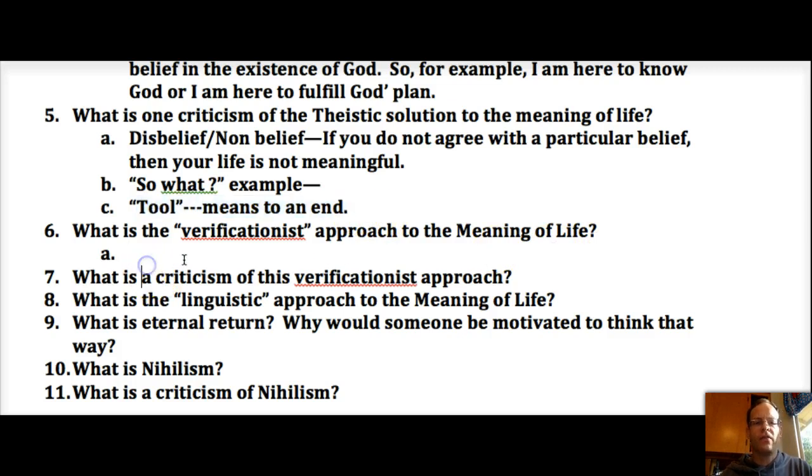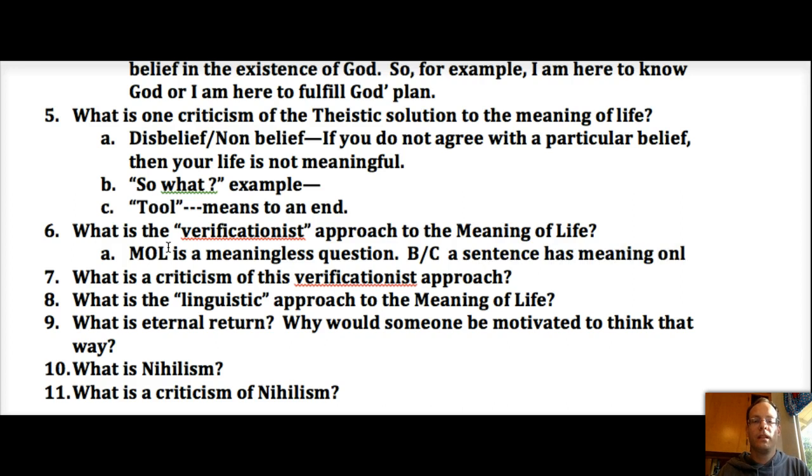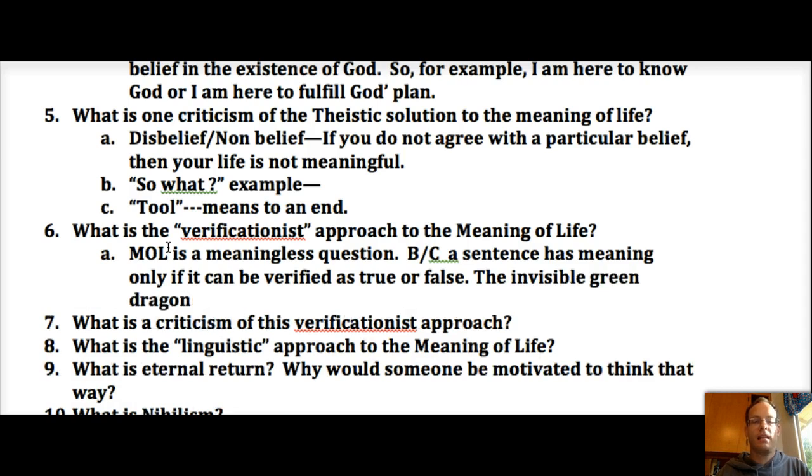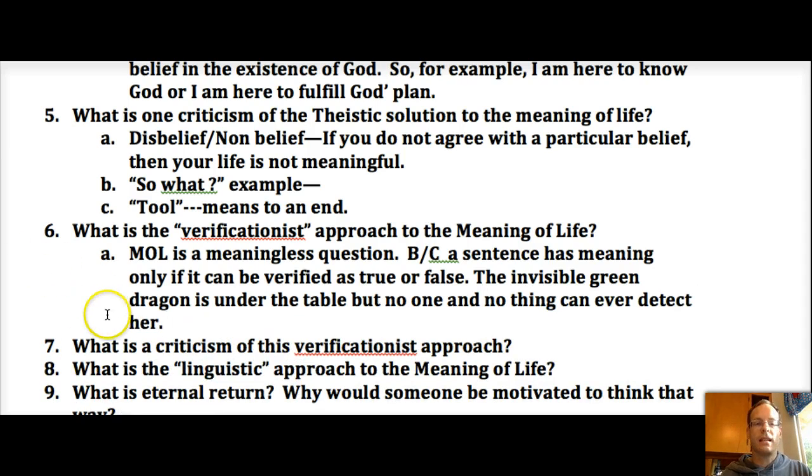Okay, what is a verificationist approach to the meaning of life? For the verificationist, the meaning of life is a meaningless question. This is because a sentence has meaning only if it can be verified as true or false. So remember a sentence like the invisible green dragon is under the table, but no one and no thing can ever detect her. The idea is that that sentence is meaningless because there's no way to check whether it's true or false. And so it has no application whatsoever. That's the verificationist approach to the meaning of life.